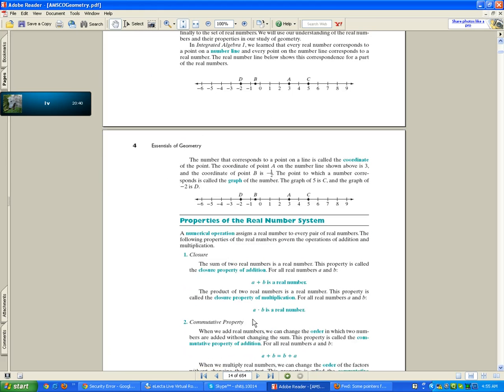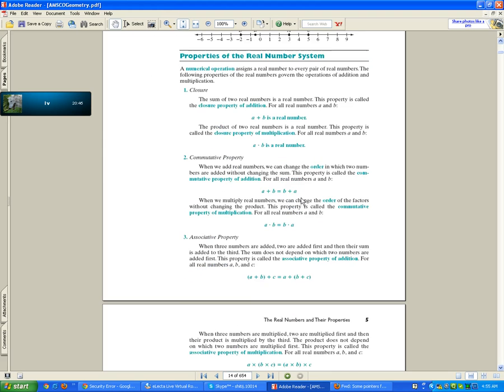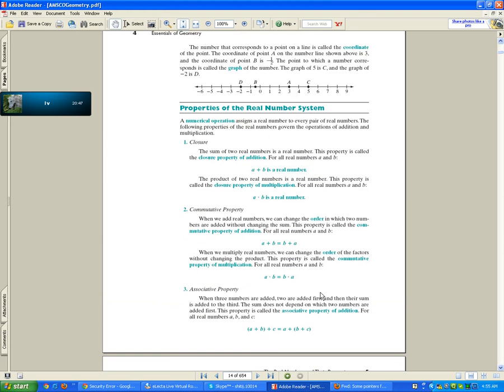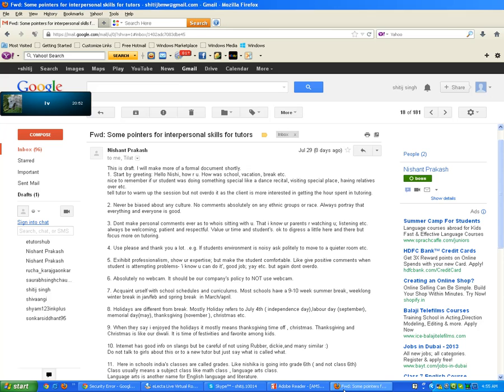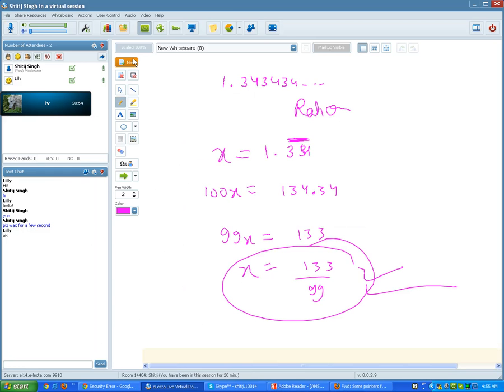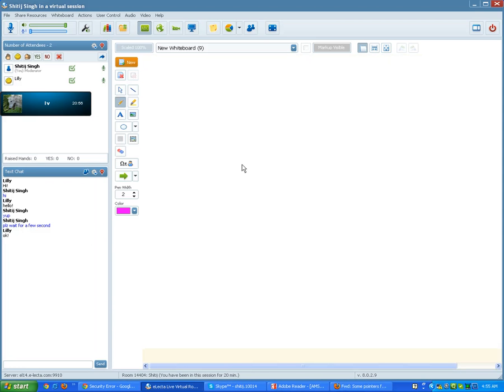Okay, we have done all the properties. Now we are going to go on to the closure, commutative and associative properties of the real number system. So I told you what is a real number system and what is imaginary. One thing is left, the imaginary. Now imaginary is totally, I told you, like aliens in math. You can compare them to aliens which you haven't seen.